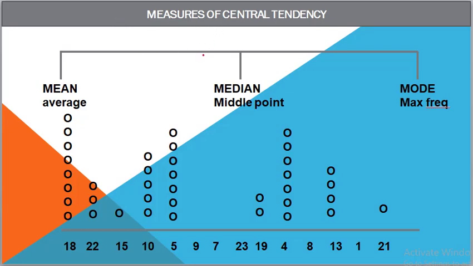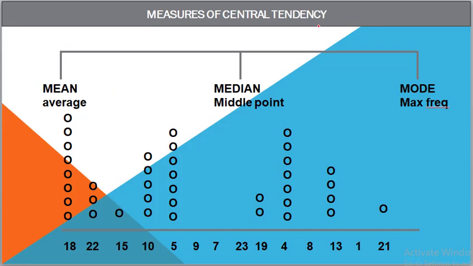Median is the middle point. If you have referred to my previous slides, even there I have talked about median, and it is the 50 percentile. So it is the middle point. If you have got a set of numbers, you need to arrange those numbers in ascending order and then find the middle point, right?